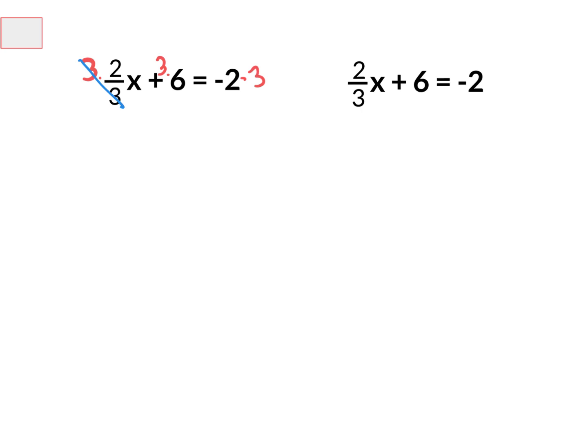You end up with just 2x. Why? Because originally it was 2 divided by 3, and the opposite of dividing by 3 is multiplying by 3. So that gets rid of the fraction. So what do I have left? I have a 2x left. Then 3 times 6, that's 18. That's a positive 18. Of course, bring down the equal sign. And -2 times 3 is -6. Okay, so we now have gotten rid of the fraction.